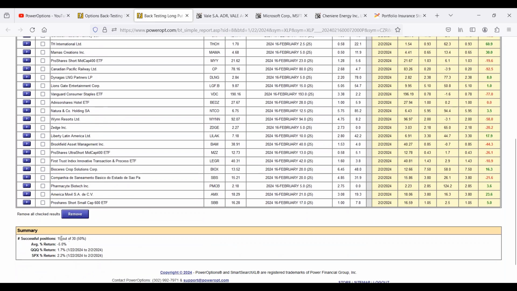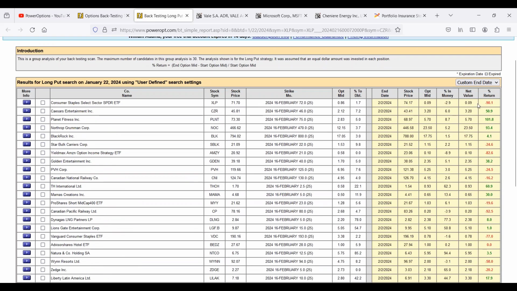And here we do a little bit better. 15 out of 30, or 50% are winners. Loss of 5% overall. Now, the top 4 of the top 5 were winners. 50.9% at Caesars, Planet Fitness at 101.8, 93.4% from Northrop Grumman.